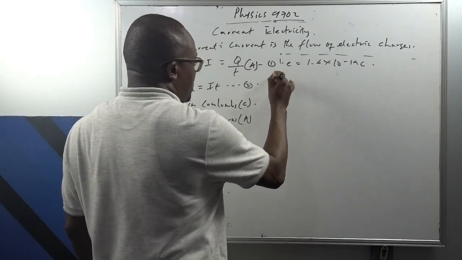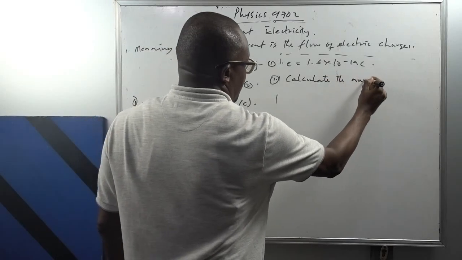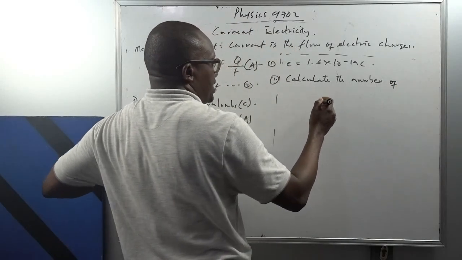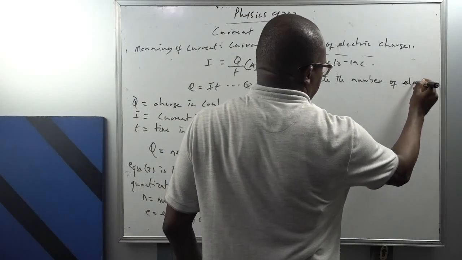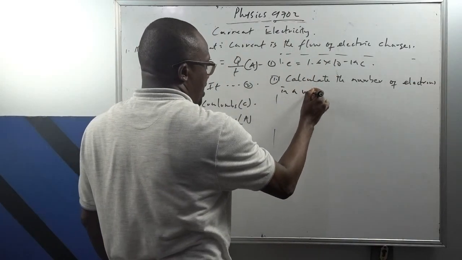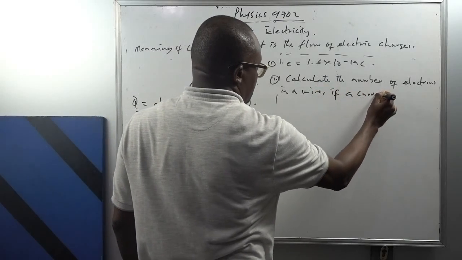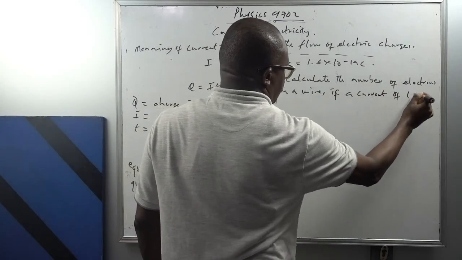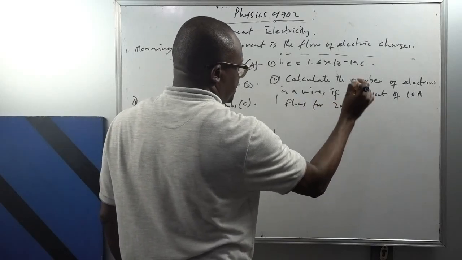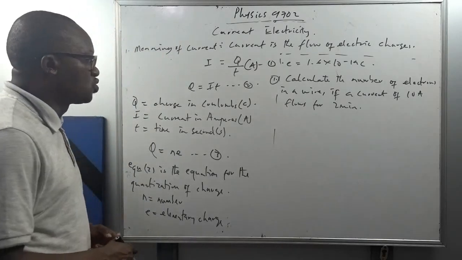So, question very quickly. Calculate the number of elementary charge, or the number of electrons, in a wire if a current of 10 amperes flows for 2 minutes. So let us quickly take on this question.